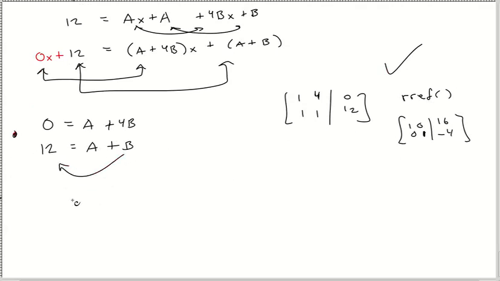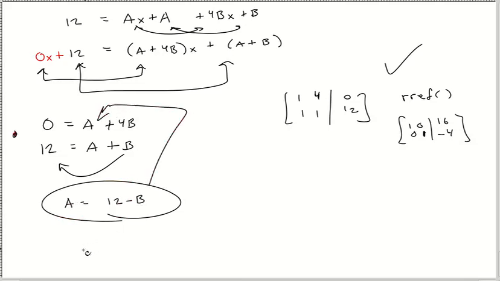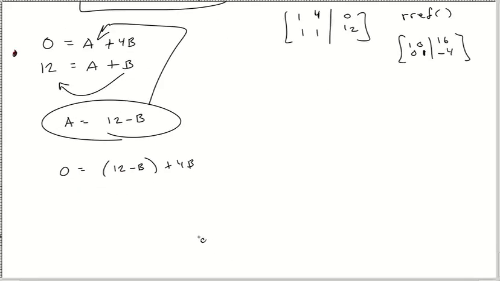I'm going to move the b over, and so I have a is equal to 12 minus b. I'm going to take that and plug it in right here. Okay, so I got 0 is equal to 12 minus b plus 4b. Combine like terms, what you actually end up with is a positive 3b. Move the 12 over, divide by the 4, and your b ends up being a negative 12 over 3, which is a negative 4. And that's what we were getting over there.